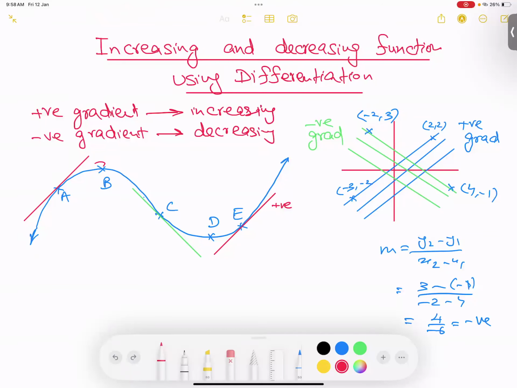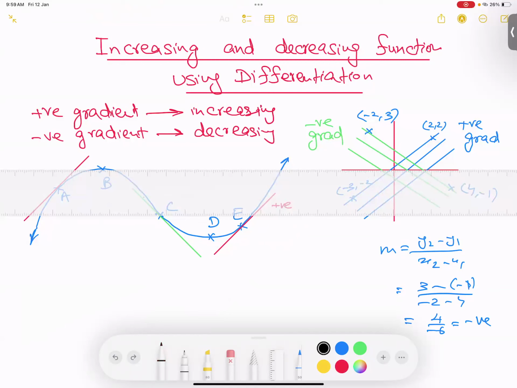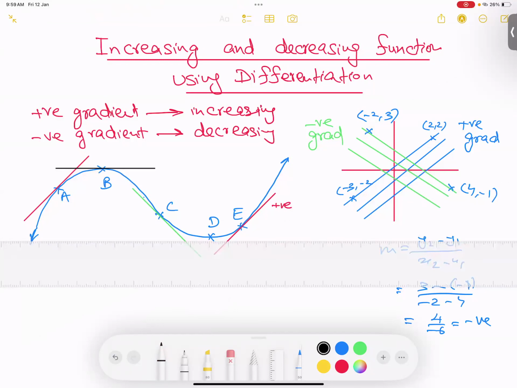You can ask me, sir, what about B and D? When you draw a tangent at B and D, it becomes parallel to the x-axis. So these are stationary points. I draw black lines, and these black lines are correct. So at these points, the gradient is equal to zero. I believe all of you students got a clear picture.